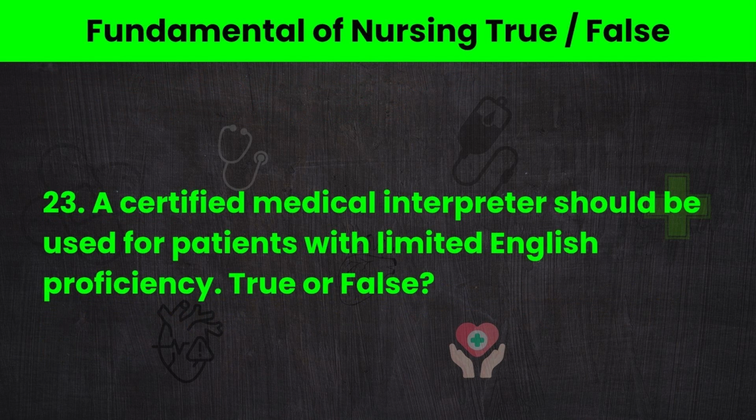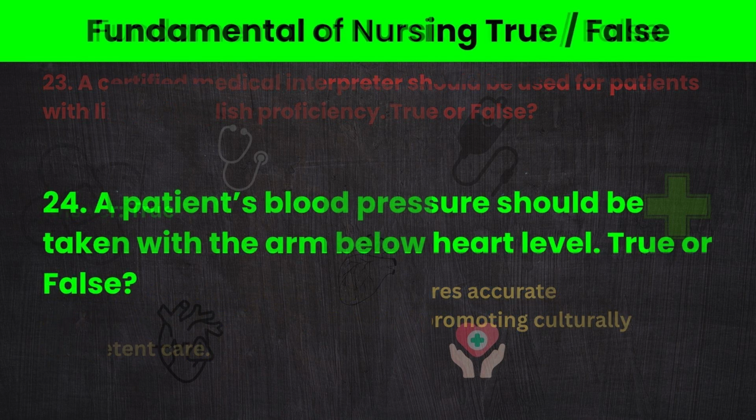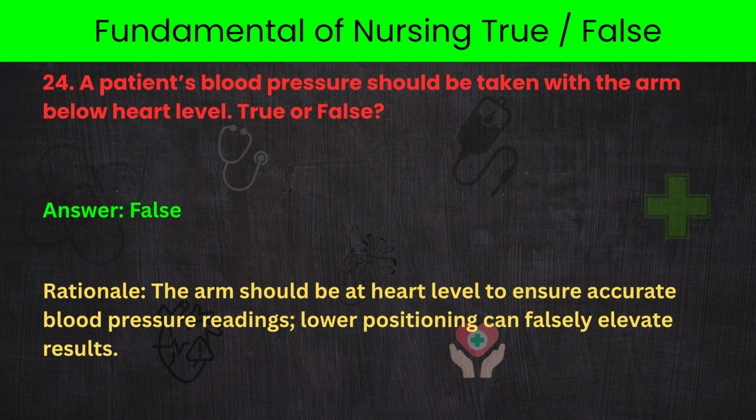23. A certified medical interpreter should be used for patients with limited English proficiency. True or false? Answer: true. Rationale: a certified interpreter ensures accurate communication, reducing errors and promoting culturally competent care. 24. A patient's blood pressure should be taken with the arm below heart level. True or false? Answer: false. Rationale: the arm should be at heart level to ensure accurate blood pressure readings. Lower positioning can falsely elevate results.